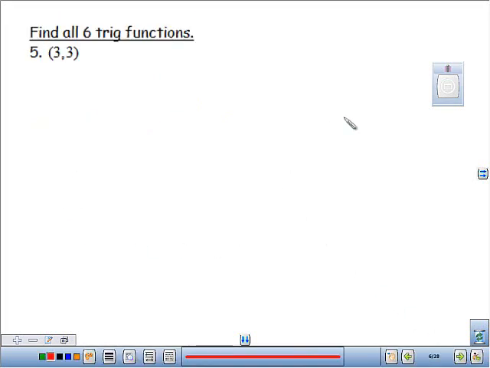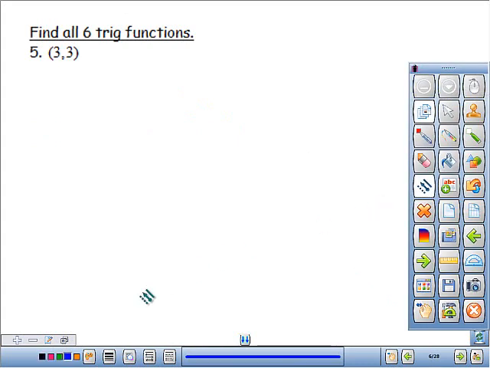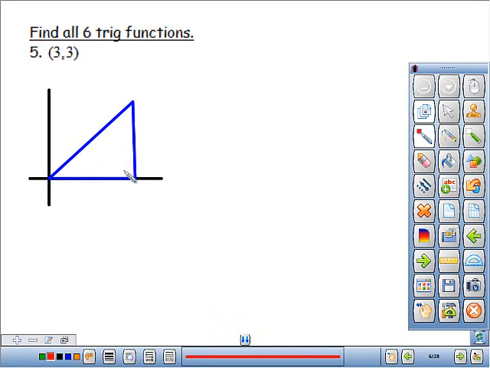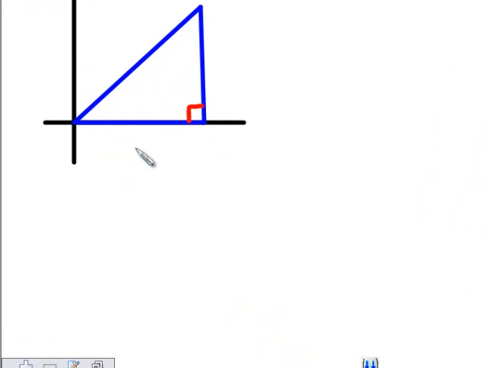Okay, next section, you're given a point and asked for the trig functions. Plot your point. 3, 3 is in quadrant 1, so my picture, I just have to have it of quadrant 1. Okay, so 3, 3, that's x and y. So x over 3, y up 3. And then remember, this is my radius, r. I can find r by doing Pythagorean theorem. So I'm going to take 3 squared and 3 squared.